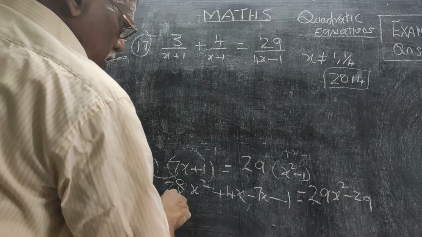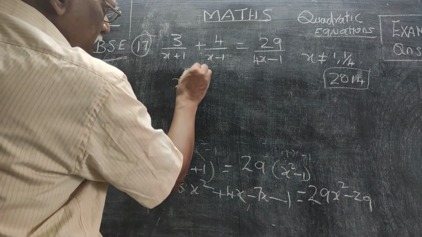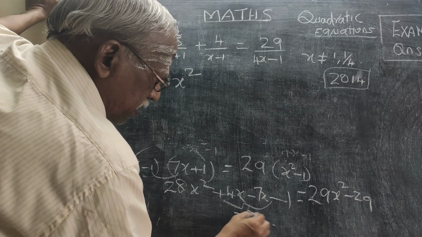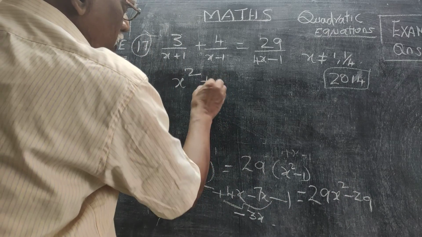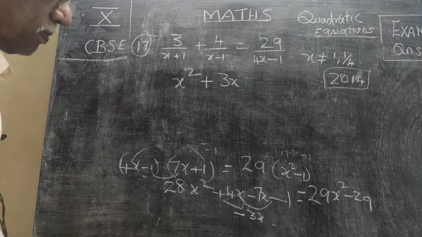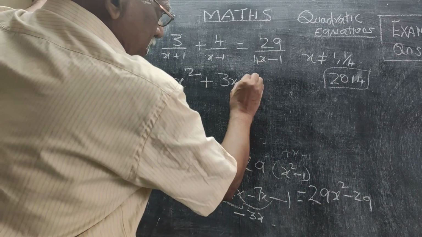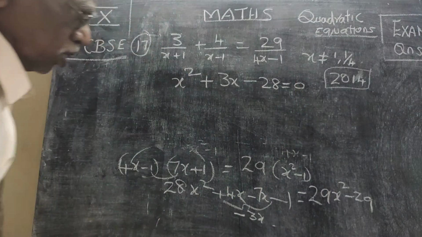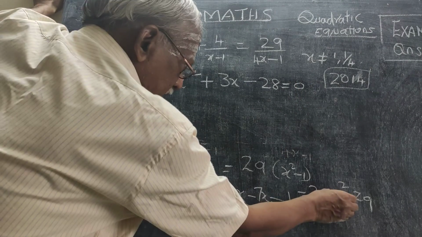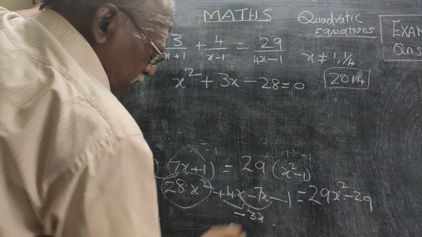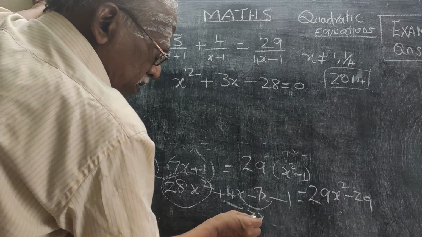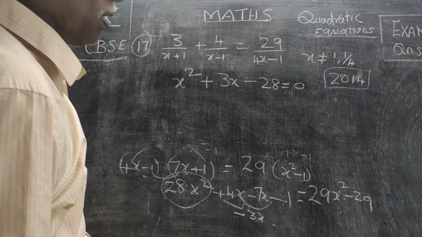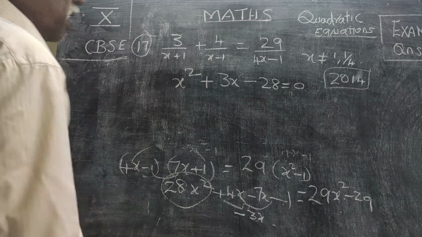x square is there. So I am taking this 28x square to the other side, therefore it becomes x square. Minus 7 and plus 4, so this is minus 3x. It goes to the other side, therefore plus 3x. Minus 1, taking to the other side, minus 29 plus 1, therefore minus 28 equal to 0. 29 minus 28, 1x square. 4x minus 7x, simplification, minus 3x, it goes there, so plus 3x. Minus 1 goes that side, plus 1, minus 29 and plus 1, minus 28.